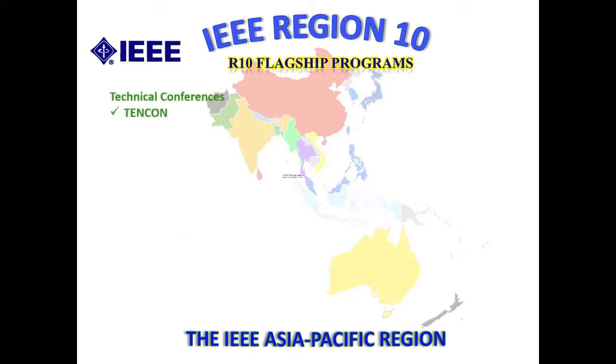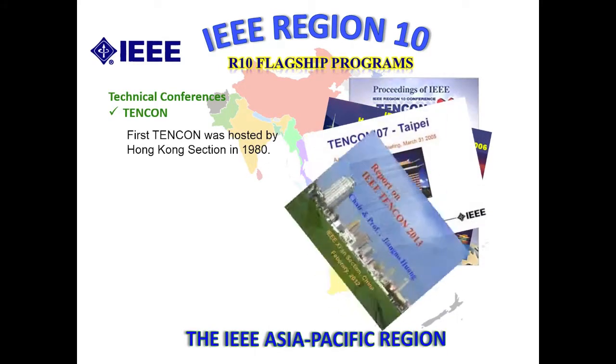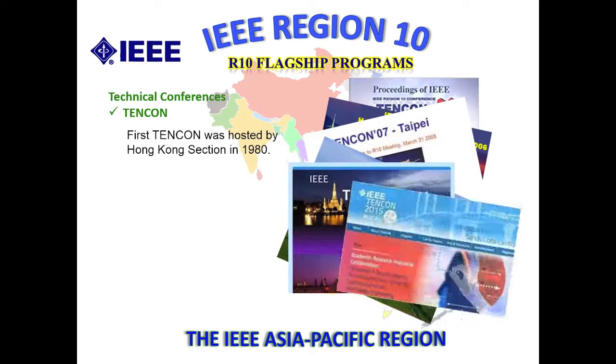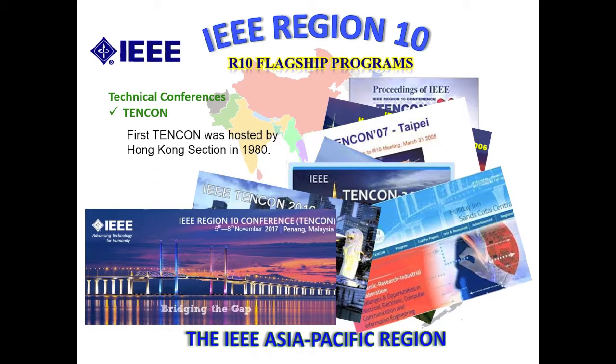At the beginning of the 1980s, the inception of the region's flagship International Technical Conference, TENCON, took place, and the first conference was hosted by the Hong Kong section and co-sponsored by Region 10. TENCON greatly boosted IEEE visibility among the scientific and engineering community. It also immensely helped membership development. TENCON is now a well-established conference and is annually hosted by one of the sections within the region.